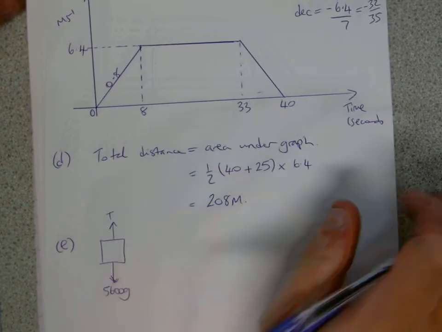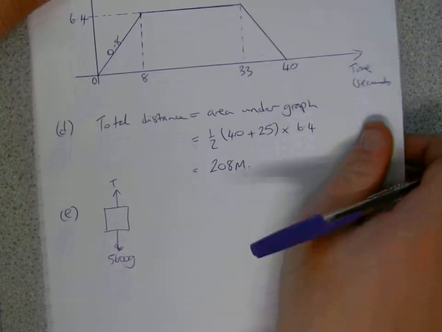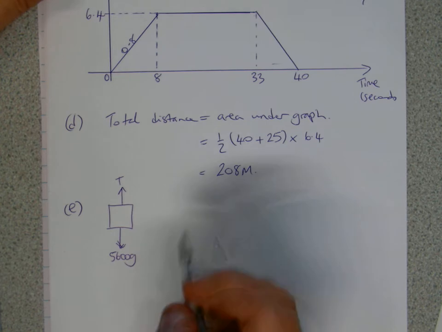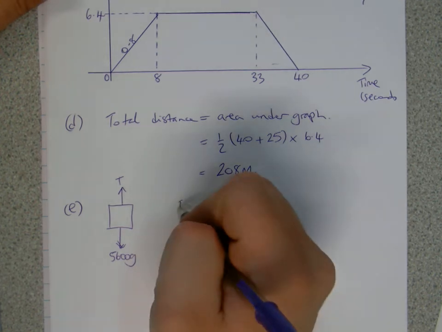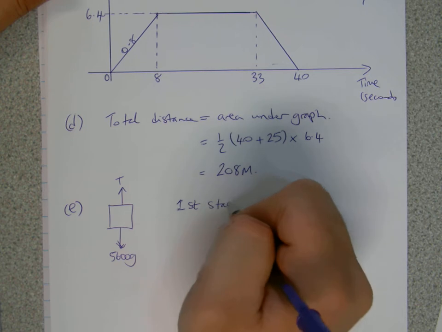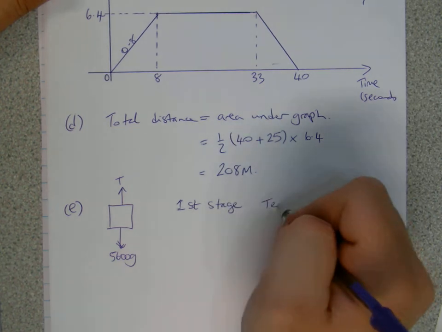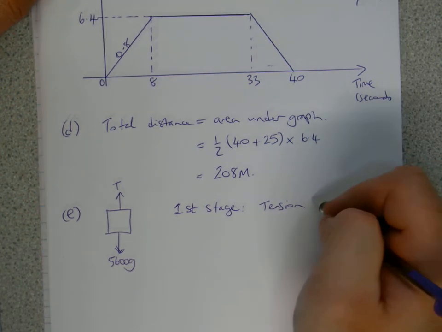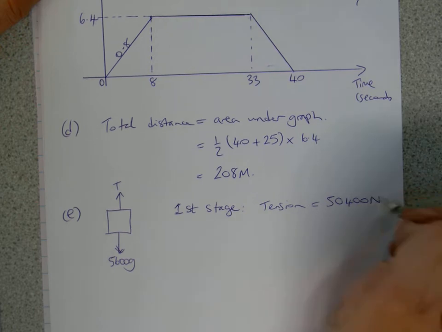Now in the first stage, I don't need to actually work out the tension, because the tension was given to us, wasn't it? That was part of the question setup. So it said the tension was equal to 50,400 newtons.